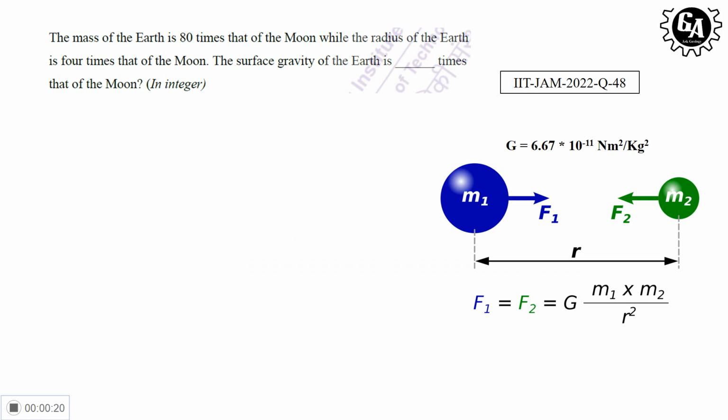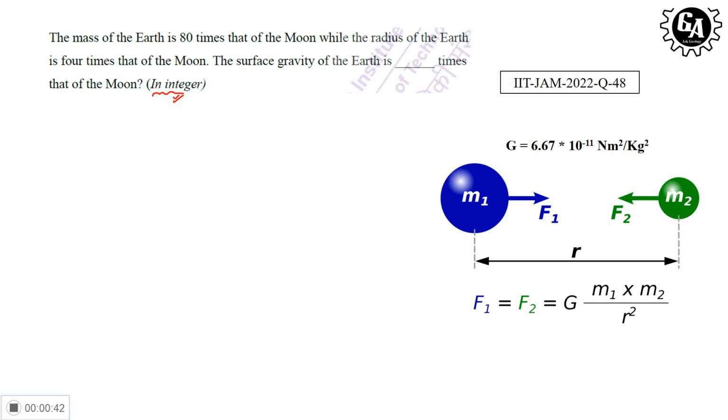The mass of the Earth is 80 times that of the Moon, while the radius of the Earth is 4 times that of the Moon. Then the surface gravity of the Earth is how many times that of the Moon? And the answer should be an integer.